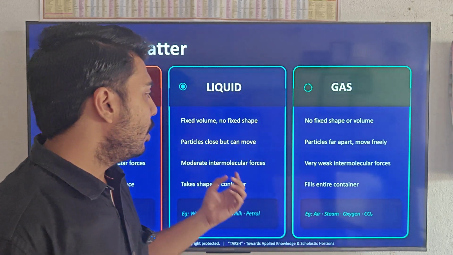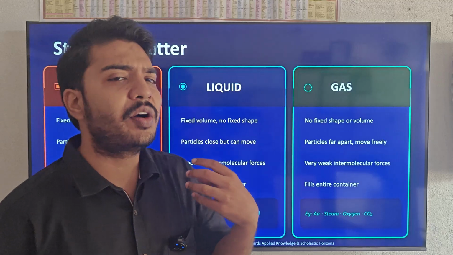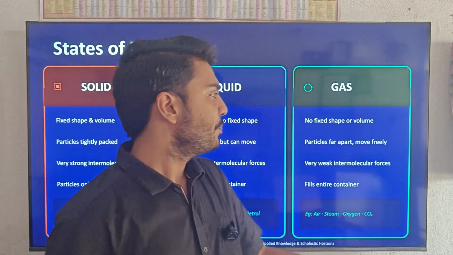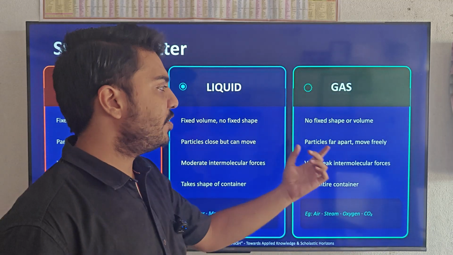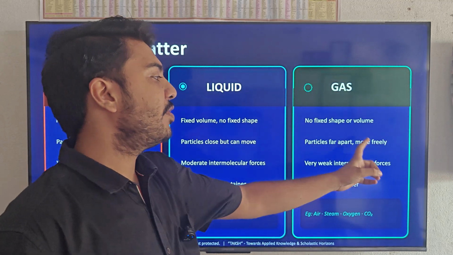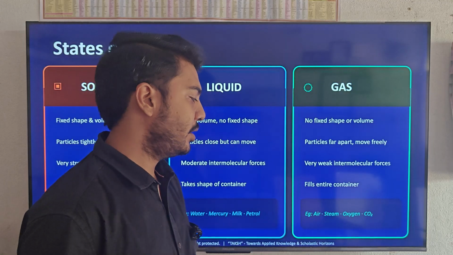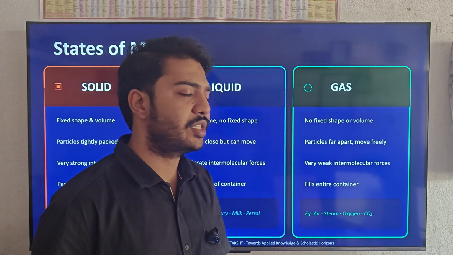So a liquid has a fixed volume but no fixed shape. It can take the shape of any container it goes into. The next is gas. It has no fixed shape or volume. Particles are far apart and move freely. Very weak intermolecular forces, and it fills the entire container. Examples: air, steam, oxygen, CO2.